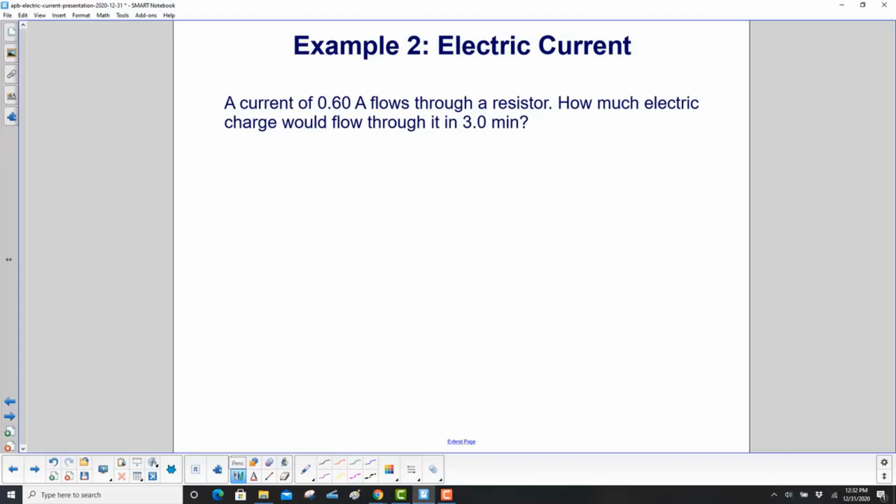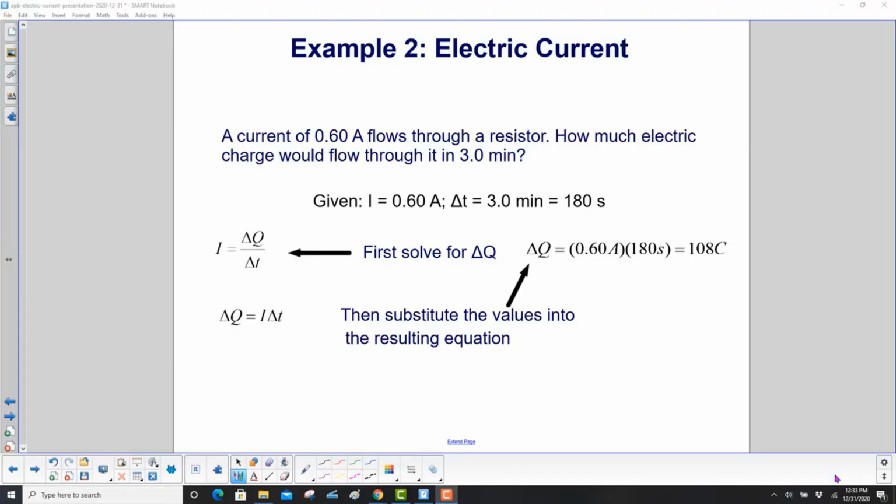A current of 0.60 amps flows through a resistor. How much electric charge would flow through it in 3 minutes? We start by listing our givens, 0.60 amps, and a delta T of 3 minutes, but we can't use minutes, we have to use seconds. So 60 seconds in a minute, that's 180 seconds.